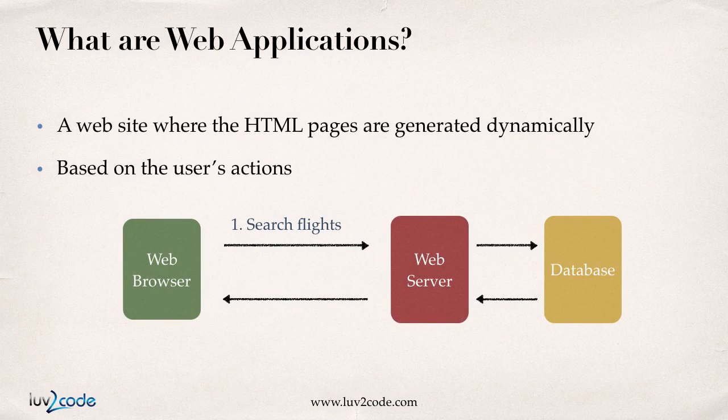All right, so you may wonder what happens behind the scenes. Well, behind the scenes, in the web browser, you select search flights, then it goes to the web server. What the web server will do is it'll actually submit a request to the database using SQL. And then once it has results, it'll take that information and send back an HTML page on the fly. And that's the idea of a web application.